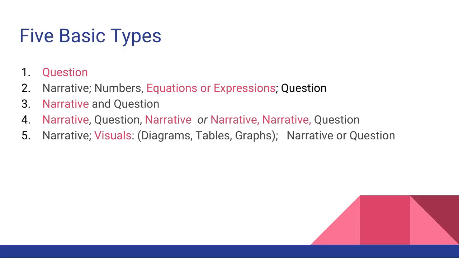The third way is possibly having a narrative and then a question. This could be all in one paragraph or it could be separated. The fourth type would have 2 narratives. It could be a narrative, a break, a question, a break, a narrative. Or it could be a narrative, a break, a narrative, a break, and then a question. The big focus on number 5 is that it would have a visual in the question. So it would have a narrative, a break, a visual, which could be a number line, a diagram, a table, graphs, any type of visual, and then a break and a narrative or a question.